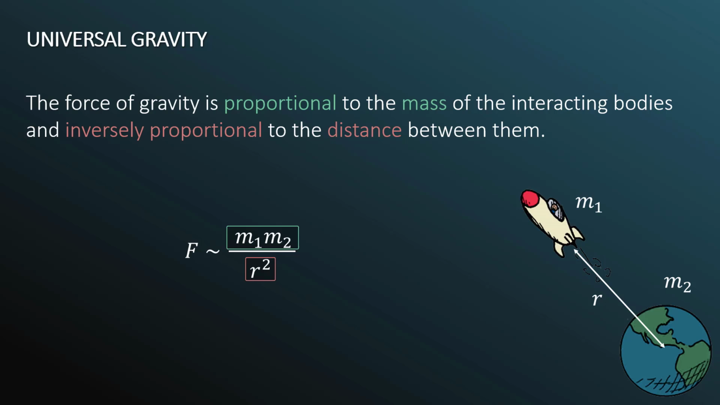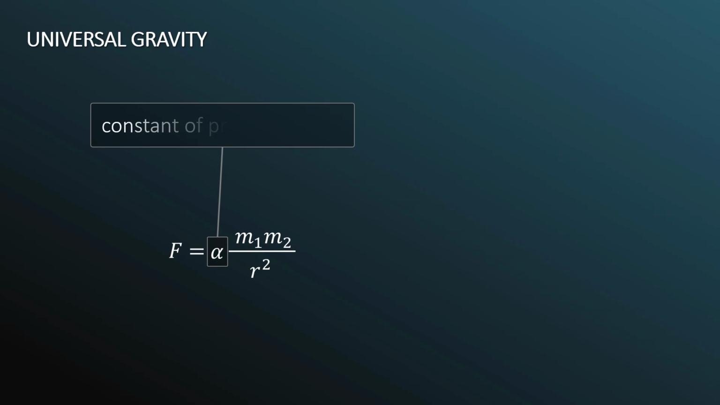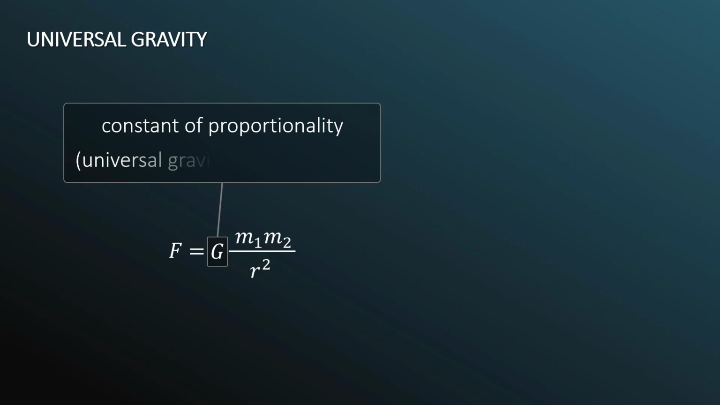If we want to make this proportionality statement into an equality, we must put a constant of proportionality here. Here I've written it as alpha, but in the context of universal gravity, instead of writing alpha, the symbol that is often used is capital G. And this capital G is known as the universal gravitational constant.